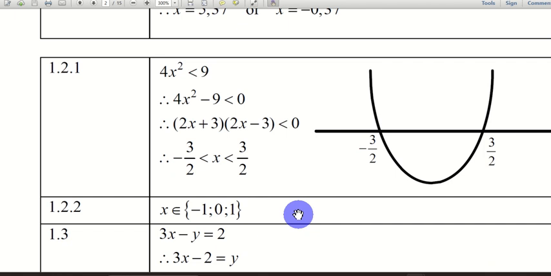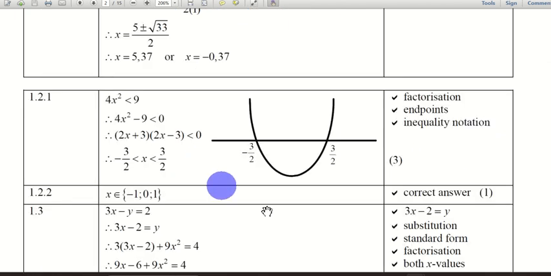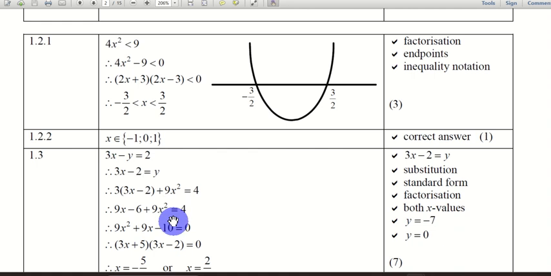Okay, we have that question. You see there, memo marks with factorization, endpoints, and inequality notation with this one. I got this right without looking at the memo. Okay, I'm going to do the inequality now.